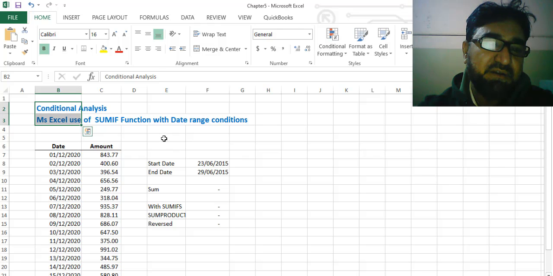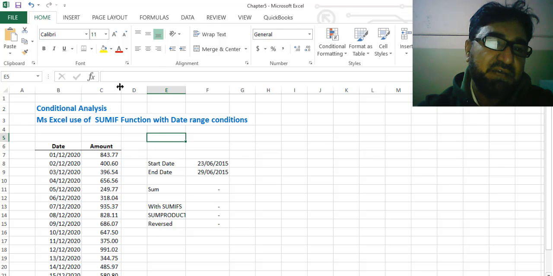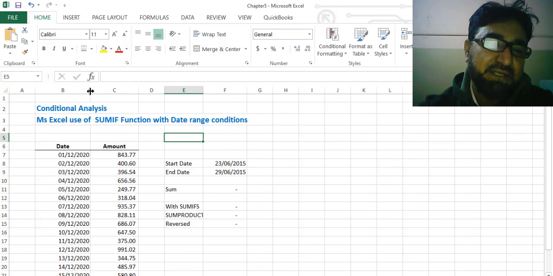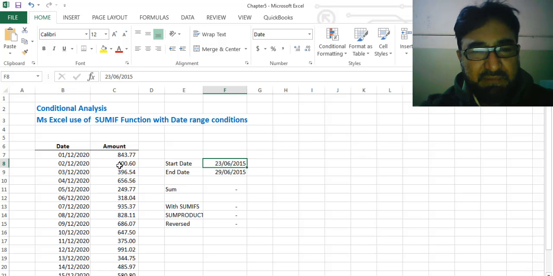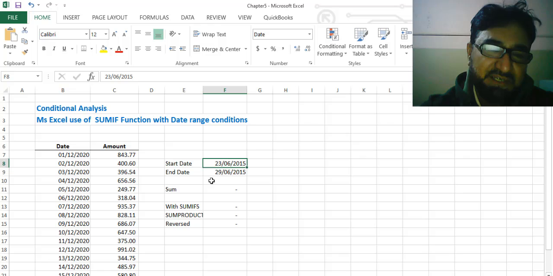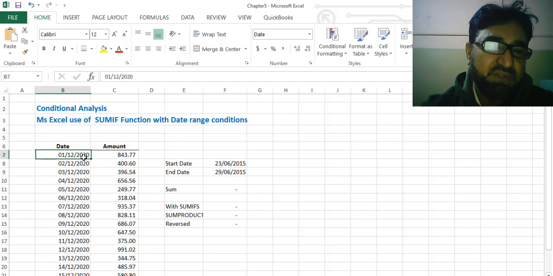Let's move to another sheet, and as I was saying, we will be learning a formula in which we give a date range, and with the help of this date range we will find the value, the sum over this date range. So this is the use of the SUMIF function with a date range condition. I'm going to give the range. For example, I want these 2 or 3 functions.